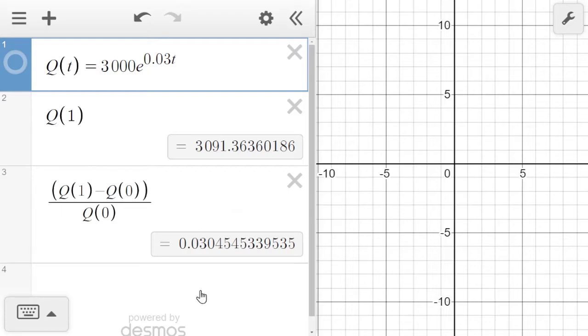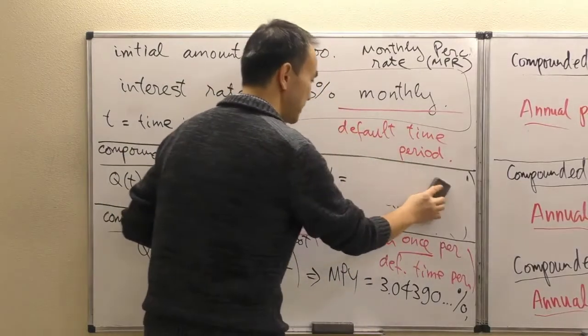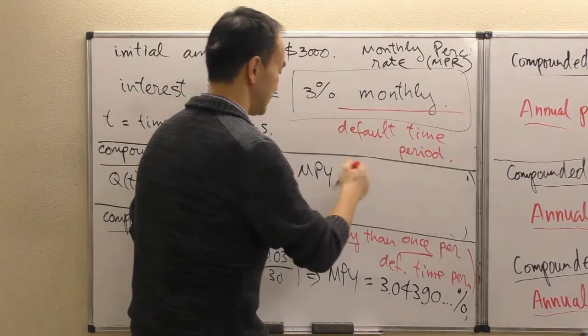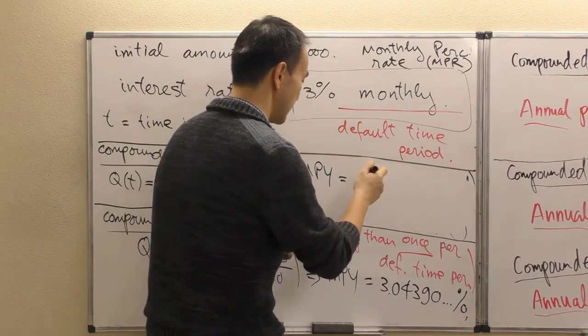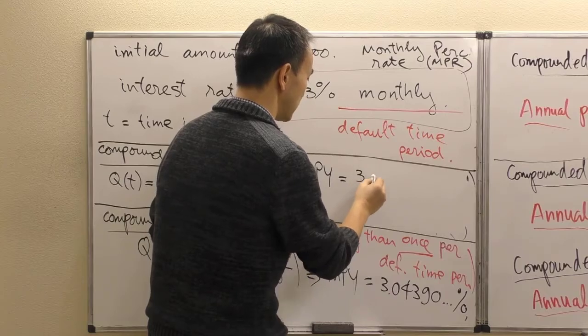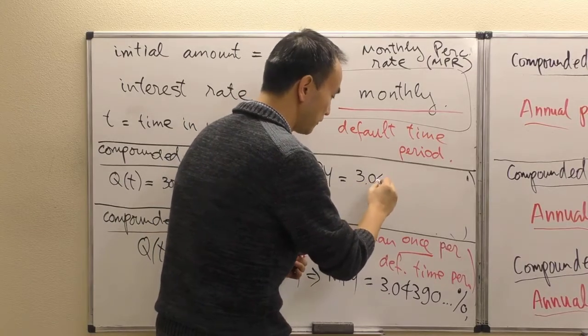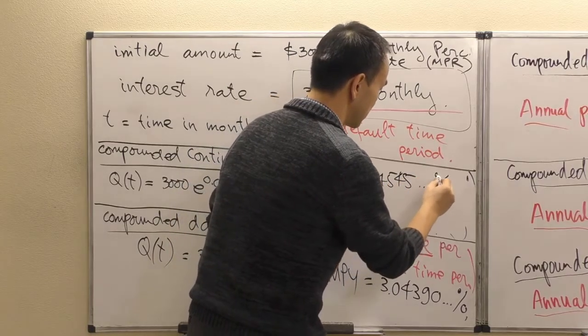And so now I'm going to head back to the board, and this is the number I'm going to write on the board right there. So on my board, MPY in this case was calculated as 3.04545, and a lot longer, but in percent.